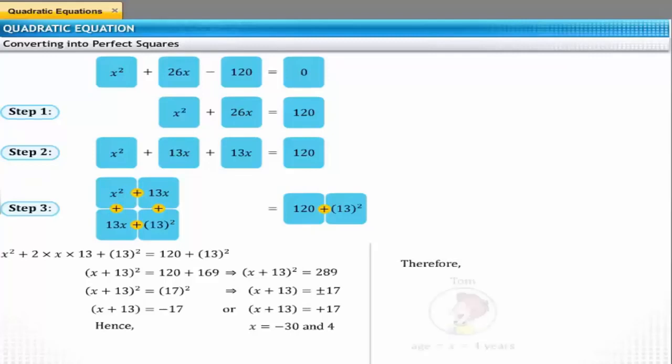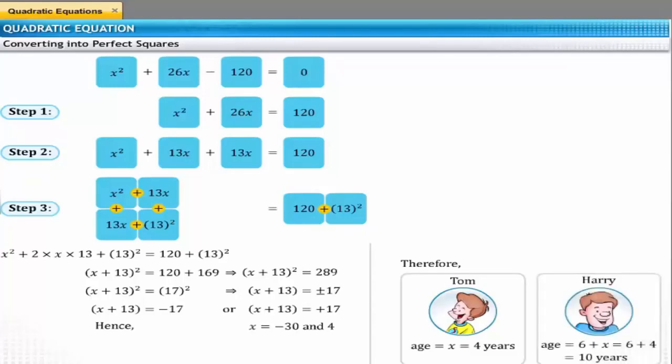Therefore, the answer to the problem is Tom's age is equal to x is equal to 4 years. Harry's age is equal to 6 plus x years is equal to 6 plus 4 is equal to 10 years.